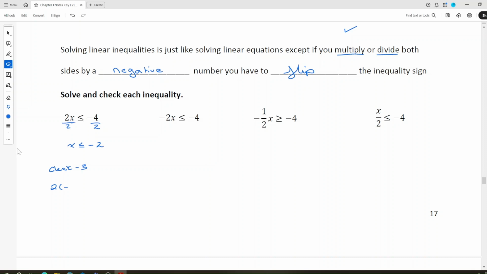So is 2 times negative 3 less than or equal to negative 4? Negative 6 is less than or equal to negative 4. I'm good. I didn't need to flip the sign. But what about the next one?